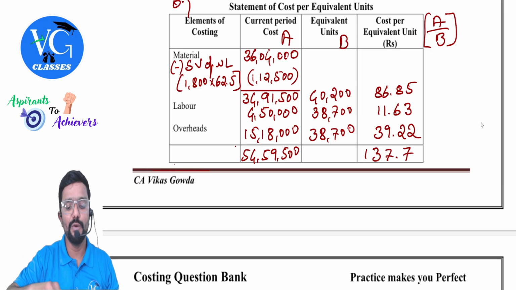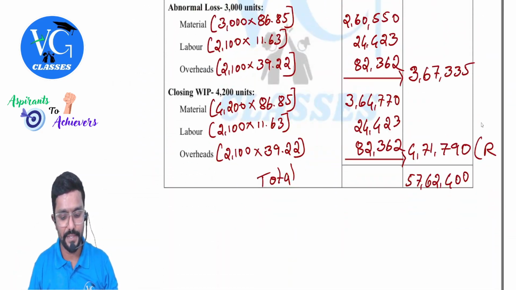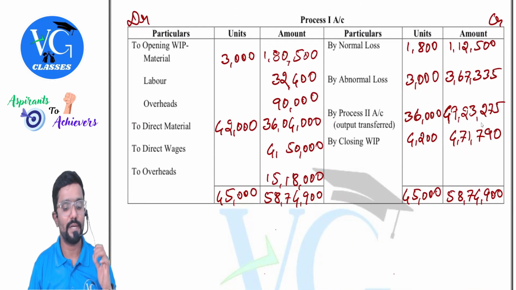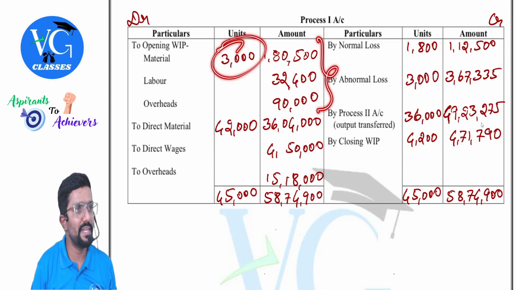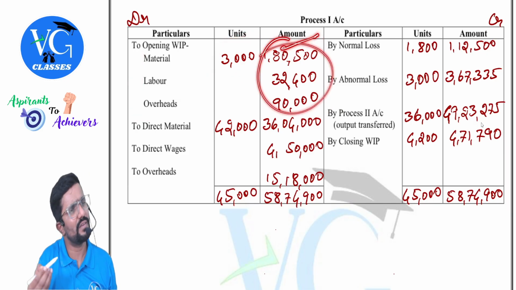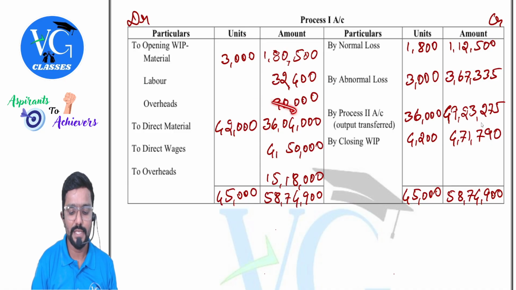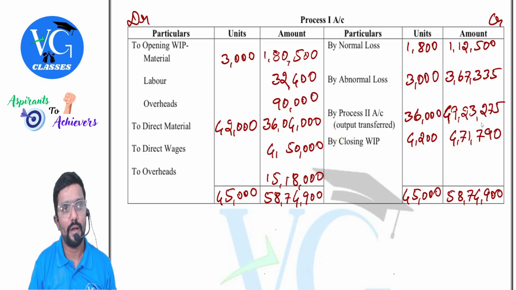And once I do this, if they ask you to prepare the process account, it is easy. See, opening WIP 3,000. For that, cost would have already been given in the question. Take it. Sir, instead of presenting it individually like this, can I add up everything and put one amount here? That is also fine. Then this is the cost incurred in the current period.